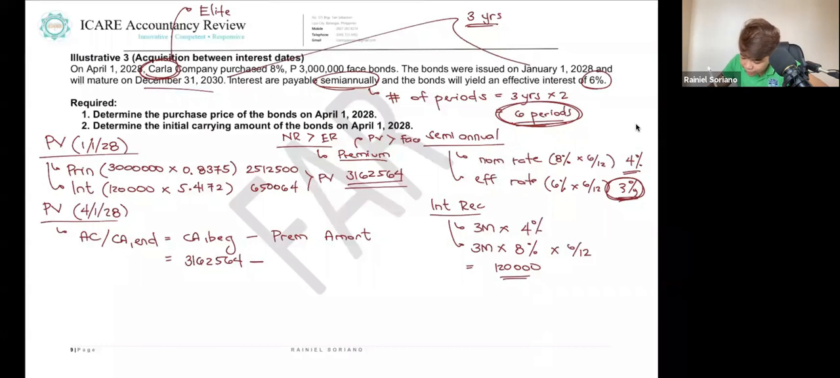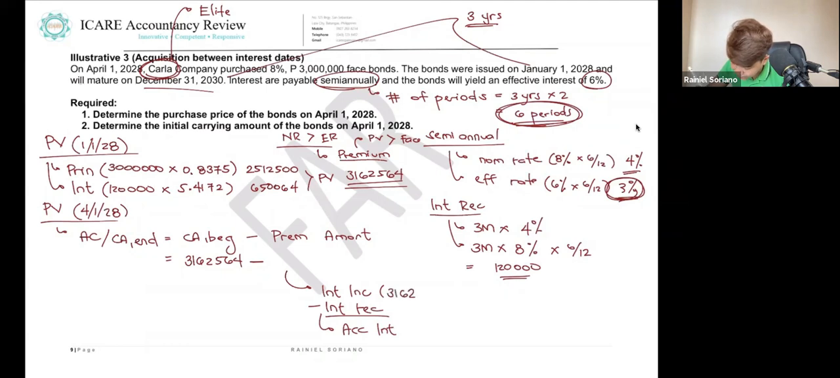Ngayon, kailangan nating i-compute yung premium amortization natin. So for the premium amortization, this is actually the difference of interest income and interest received. Okay? So interest income minus interest received. Interest receivable is also the accrued interest. Okay? Kasi hindi pa naman bayaran talaga ng interest. So interest income once again is equal to carrying amount at the beginning, 3,162,564, times 6%. Kasi 6% po yung ating effective rate.